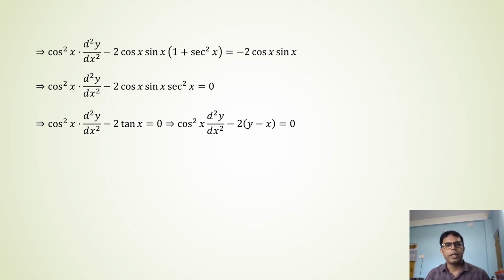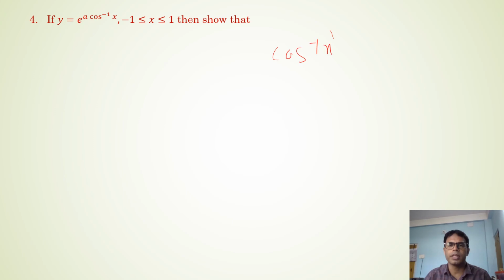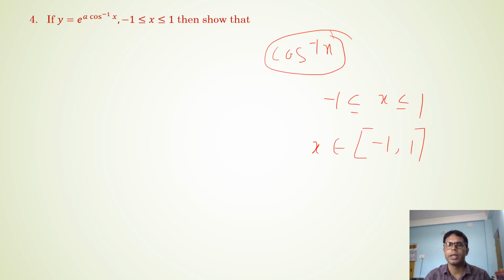Okay, so let me take another question. If y is equal to e to the power a cos inverse x, where x is given in between minus 1 and 1, it is obvious. In case of cos inverse x, this function is defined only when x is always in between minus 1 and 1. Or you may also write like this, x belongs to minus 1, 1. You can also write in this way.